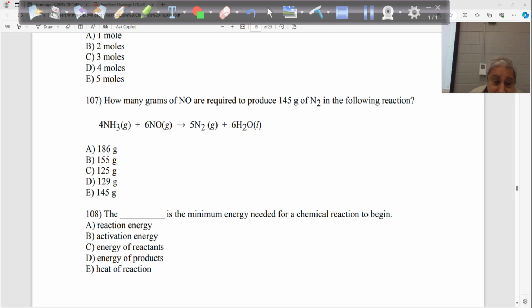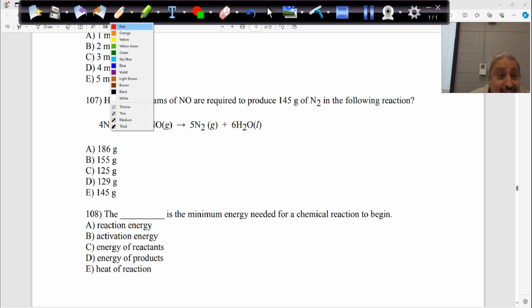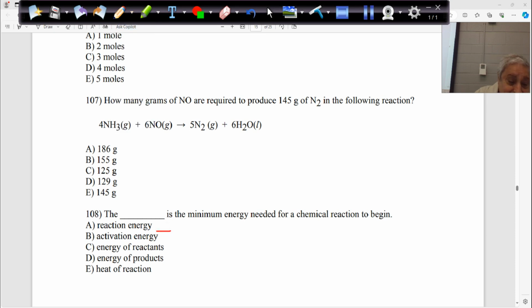So what's the answer here? Reaction energy, activation energy, energy of reactant, product. Which one? Okay, so the answer is correct.